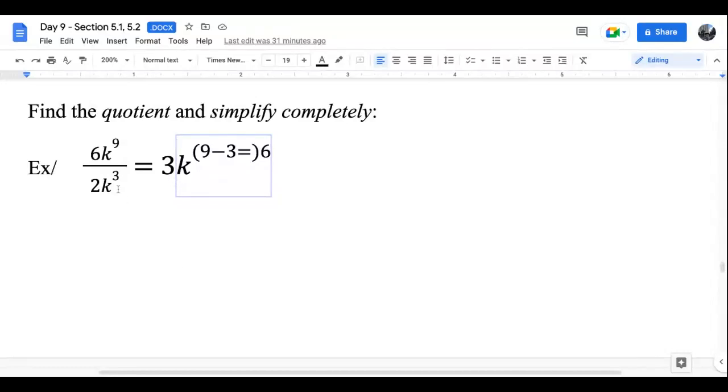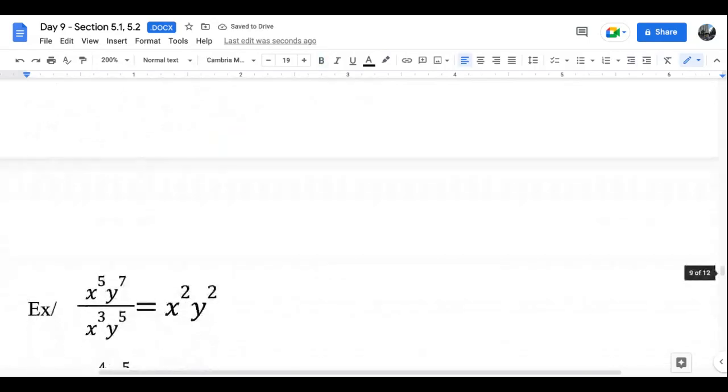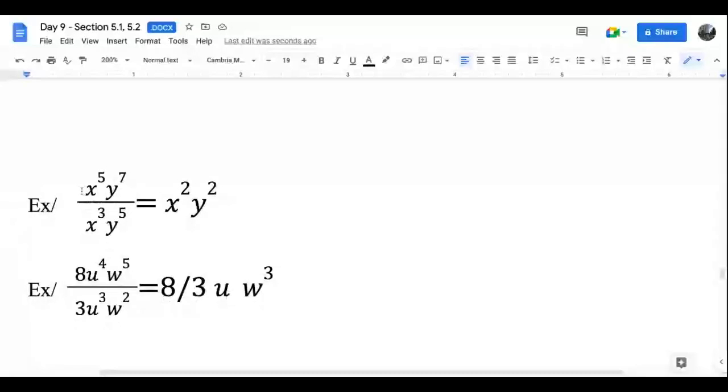Let's see this one. 6k to the 9th divided by 2k cubed, same base, k. 6 divided by 2, that's 3. k in the numerator, k in the denominator, same base, so we subtract the exponents: 9 minus 3, that's 6. So we get 3k to the 6th. Simple.